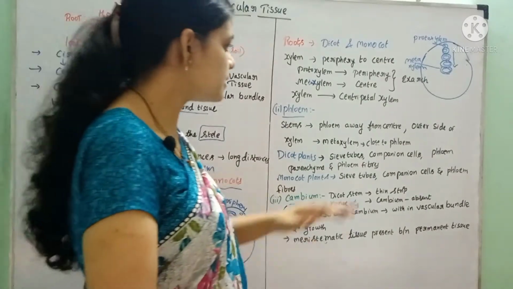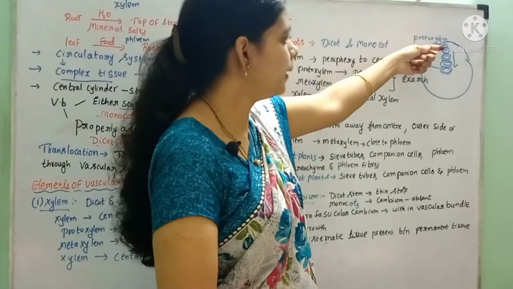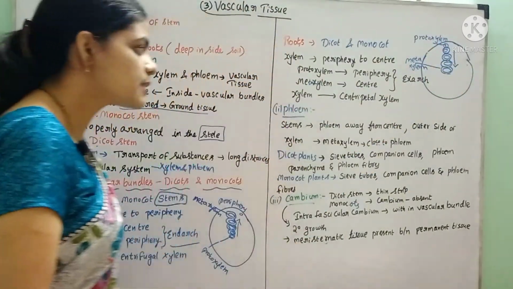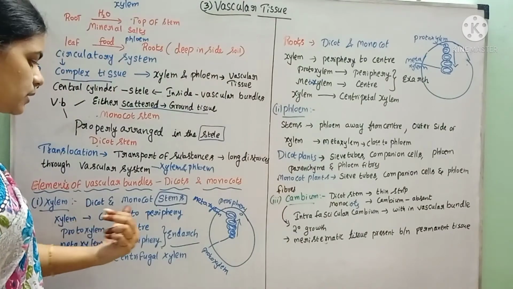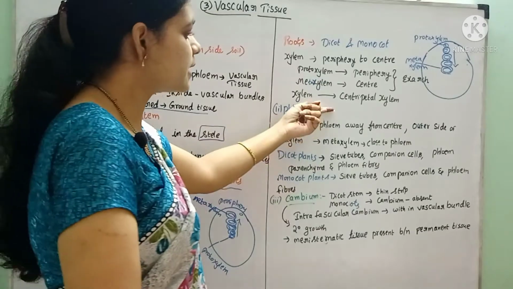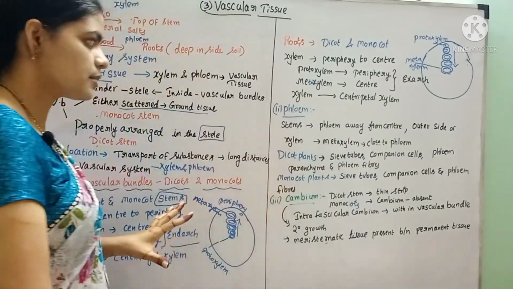centripetal xylem. Centripetal xylem means what? The xylem developed from the periphery to center. That xylem is called centripetal. Here in stems it is centrifugal, but here it is centripetal xylem in the root system. This is about the xylem.